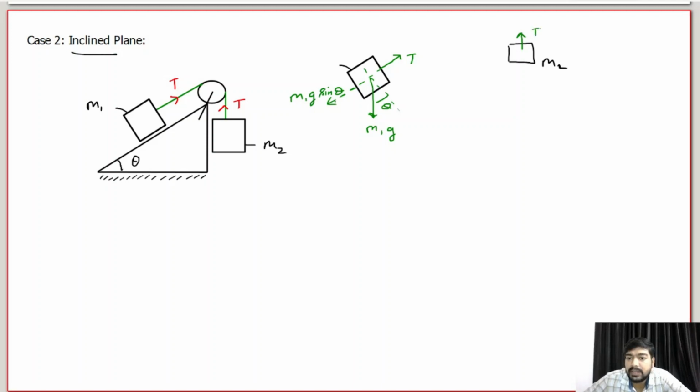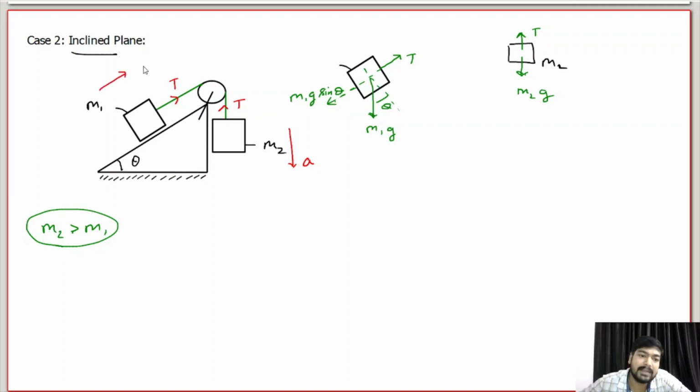Same, I will draw the free body diagram of this. This is tension T, and at the bottom the weight will be there, m2g. Okay, if I consider the m2 mass is greater than m1 mass, then motion will happen. This will move downward with some acceleration, let's suppose a, and this will move upward with the same acceleration a.